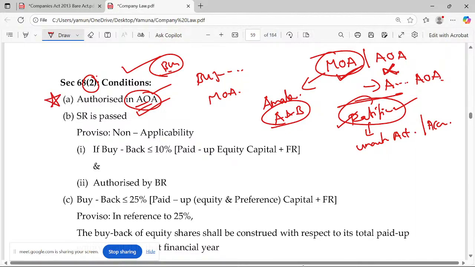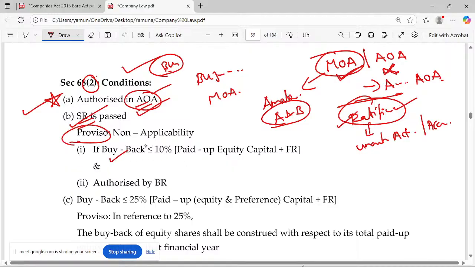We may expect this question here. If it is not there in the articles of association, please amend the articles of association, which means the very first point, point A of subsection 2, has to be satisfied, then only can you proceed. After that, you have to conduct an AGM or EGM and pass a special resolution.